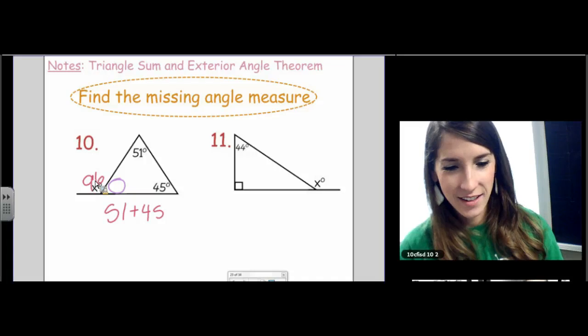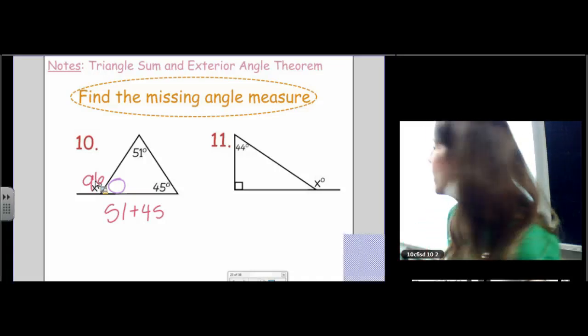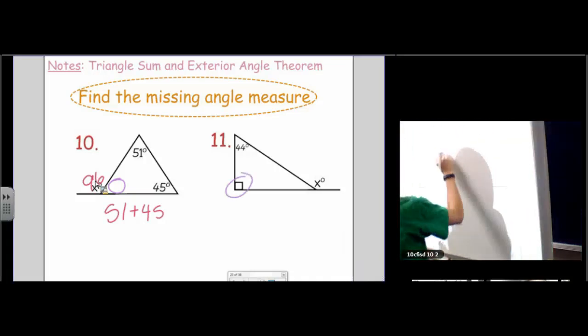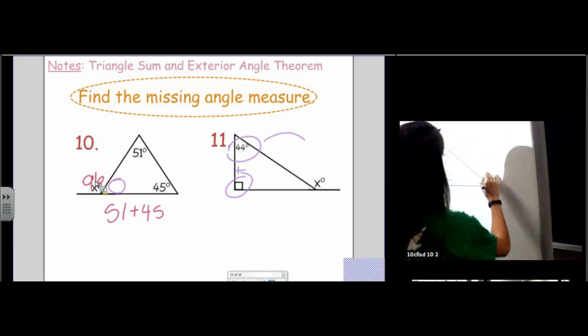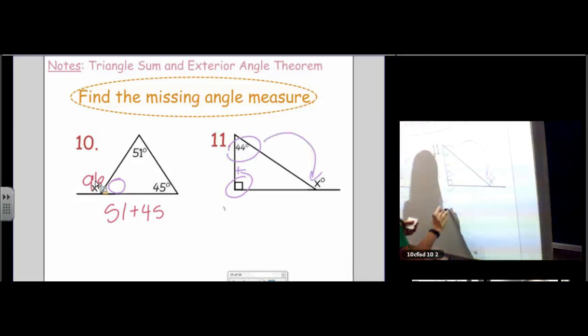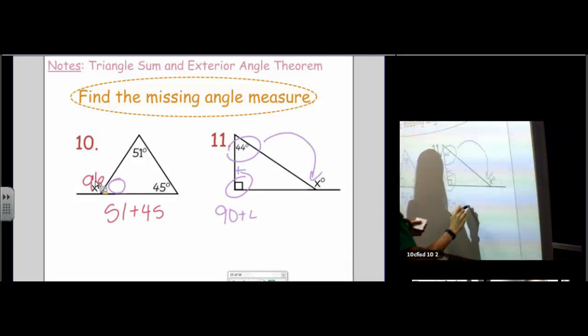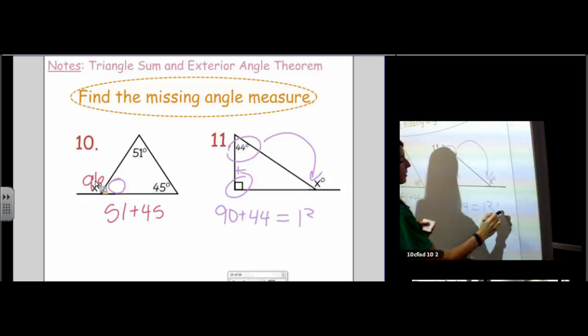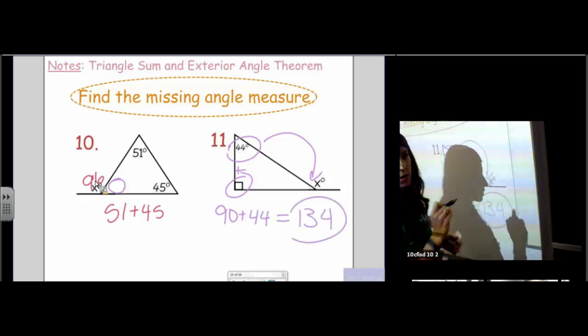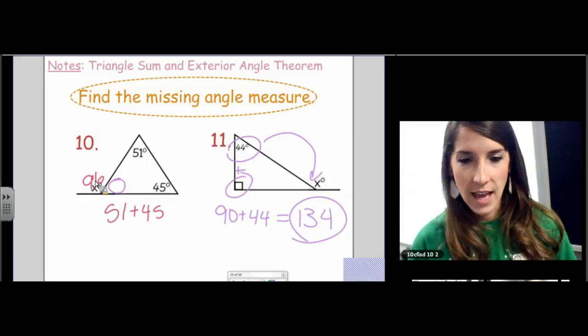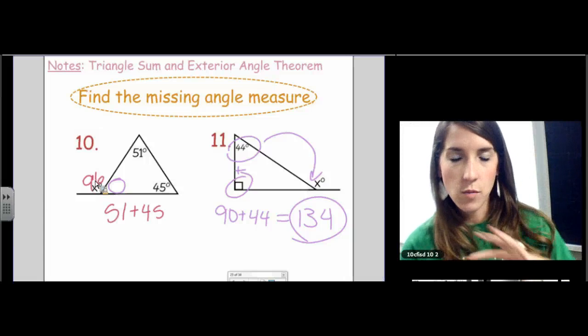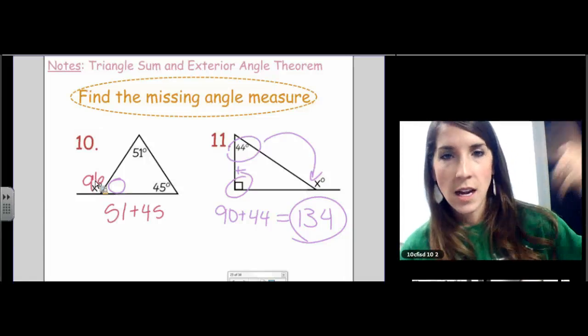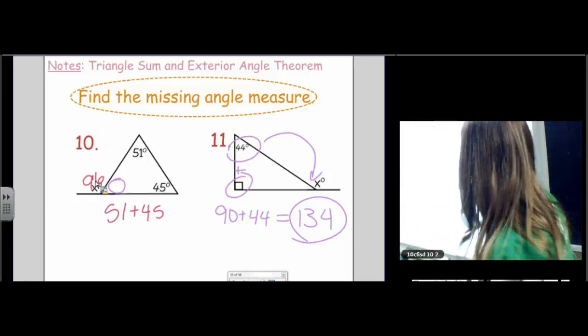Abby, what'd you get? All right, for number 11, we would add the remote interior angles. You would add them together, and that equals the exterior angle. So 90 plus 44 would get us a 134-degree angle. So that's all it takes. You add the remote interiors, the ones furthest away, and it equals the exterior angle.